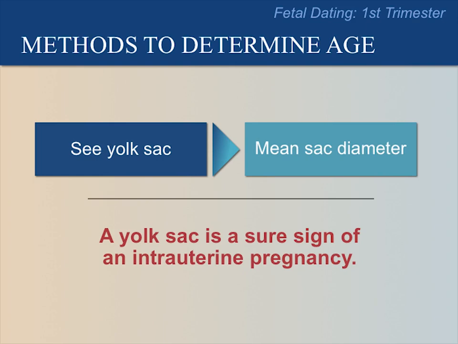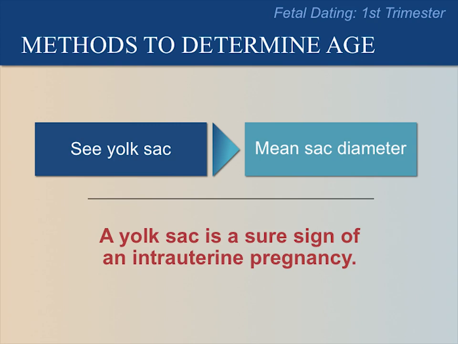If we can clearly see a yolk sac on ultrasound, we can determine the age of the fetus by measuring the gestational sac. This method uses a measurement called the mean sac diameter. If we see a yolk sac, we also know that there is an intrauterine pregnancy. We can be confident that the patient does not have an ectopic pregnancy outside of the uterus.